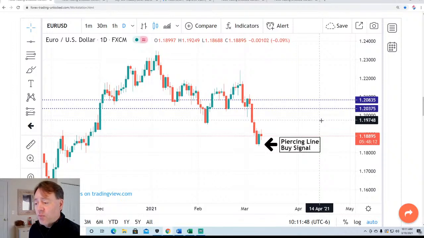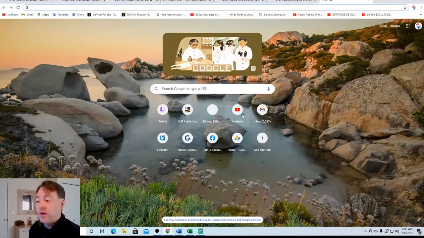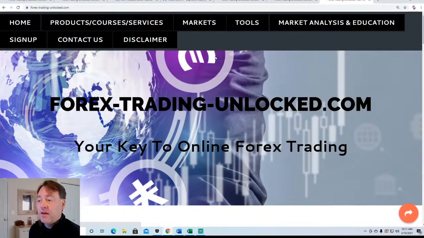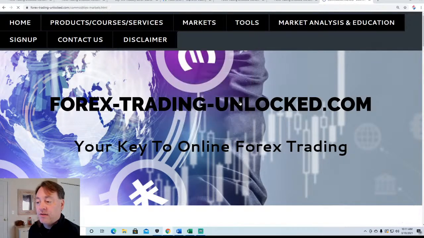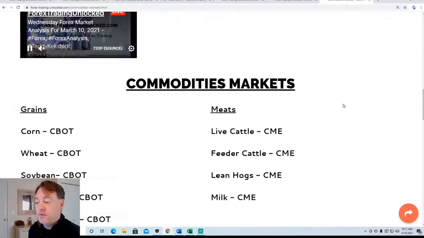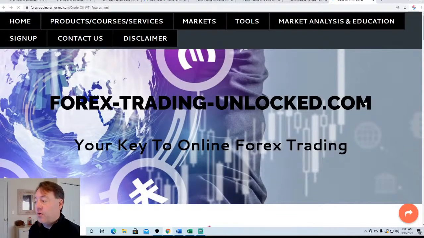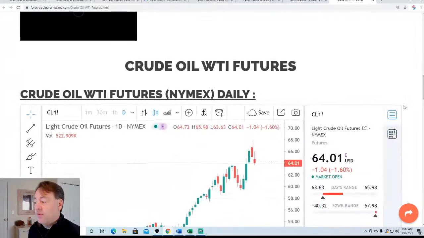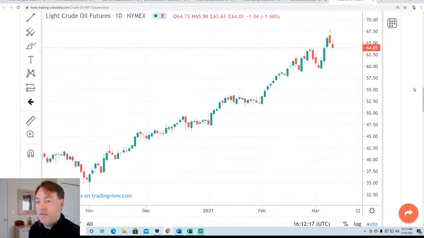Now, we have a short-term top that happened in oil actually, which when you go to forex-trading-unlock.com, if you go to our nav bar, you can hit the markets tab and go down to commodities, and this will give us all kinds of futures to look at, everything from meats to grains to energies, metals. So we're going to pull up the oil chart here. Now remember, futures are always in a delay because that's out of compliance. You cannot be broadcasting live futures quotes. It's against the law.